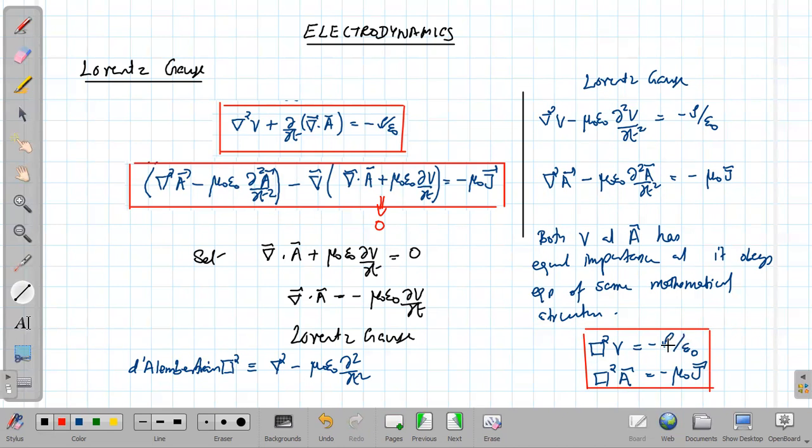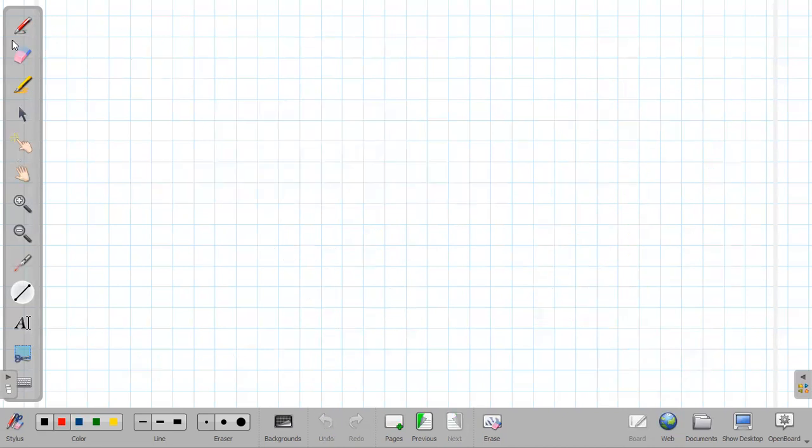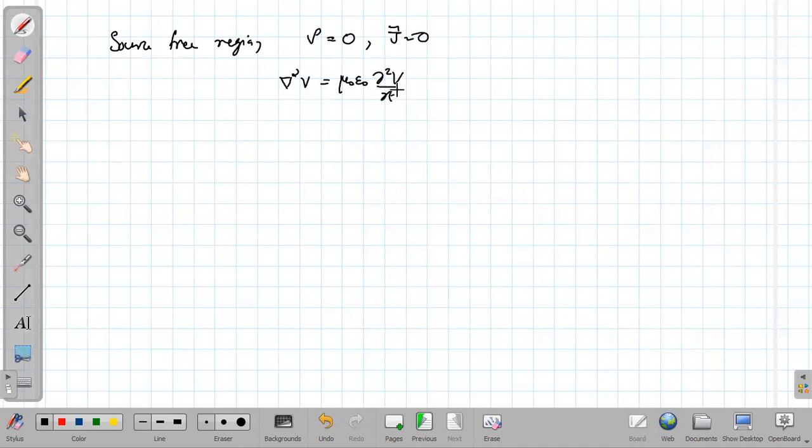Now what about the source-free region? In the source-free region, rho and J would be 0. Okay, so with that we will finish the discussion. So in the source-free region, rho is 0 and J is 0, and what we get is del square V equal to mu 0 epsilon 0 dou square V by dou t square, and del square A equal to mu 0 epsilon 0 dou square A by dou t square. So this is nothing but a 3D wave equation.